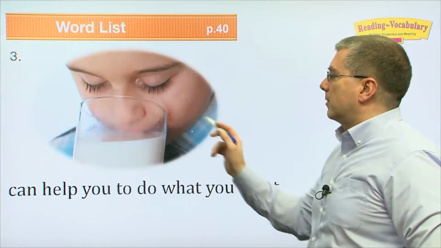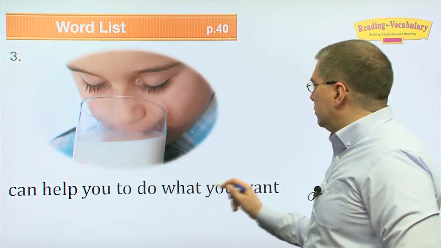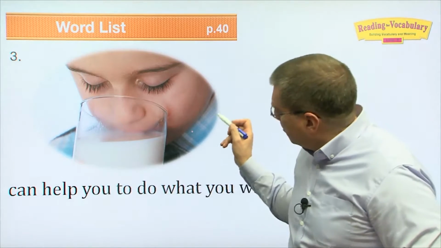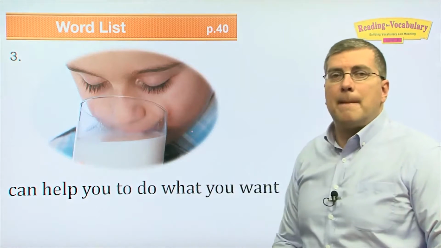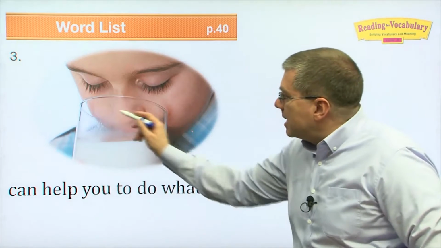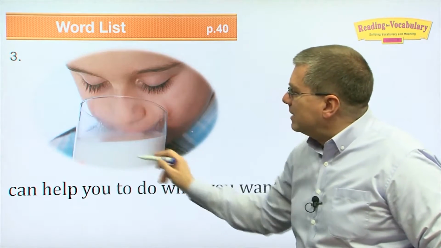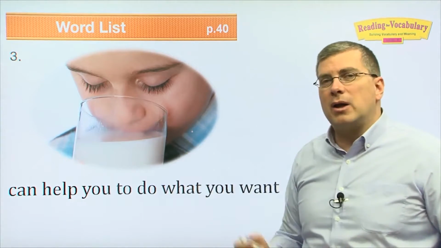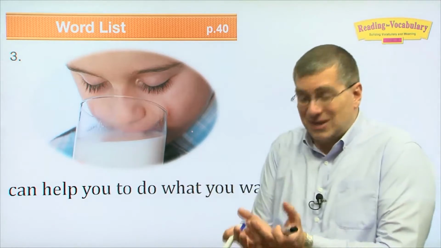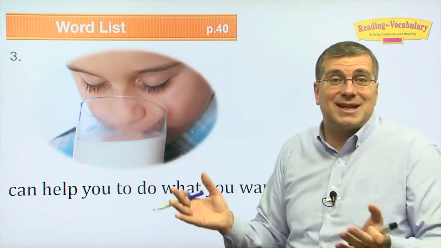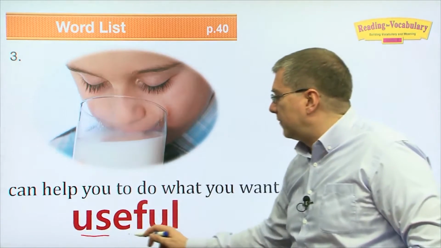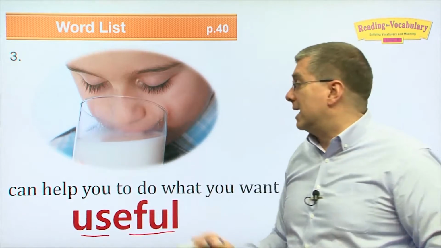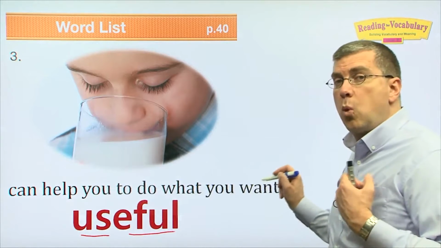Okay. Number 3, something that can help you to do what you want. This boy here wants to drink milk. So he or she, I'm not sure boy or girl, needs something to help them. And this is the glass, right? What can we say the glass is? Without the glass, trying to drink milk is very sloppy, very messy. So the glass is useful. A tool is useful. It can help us do what we want to do.